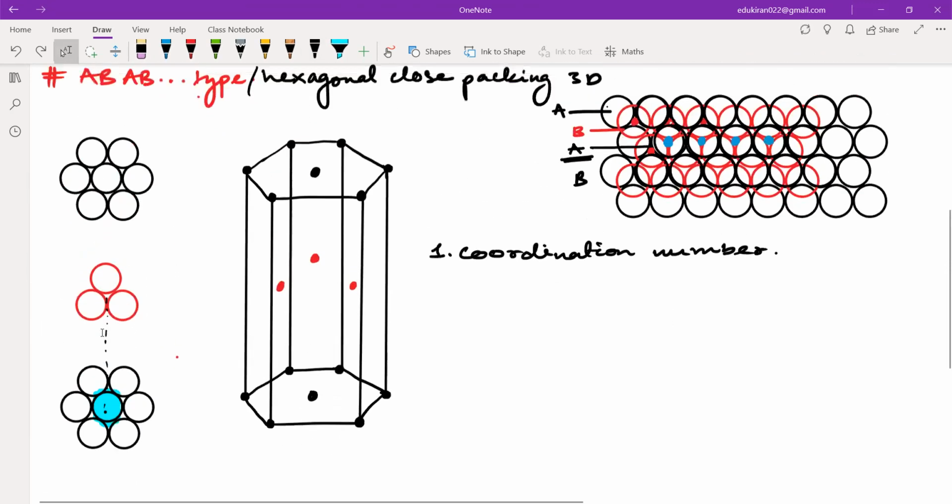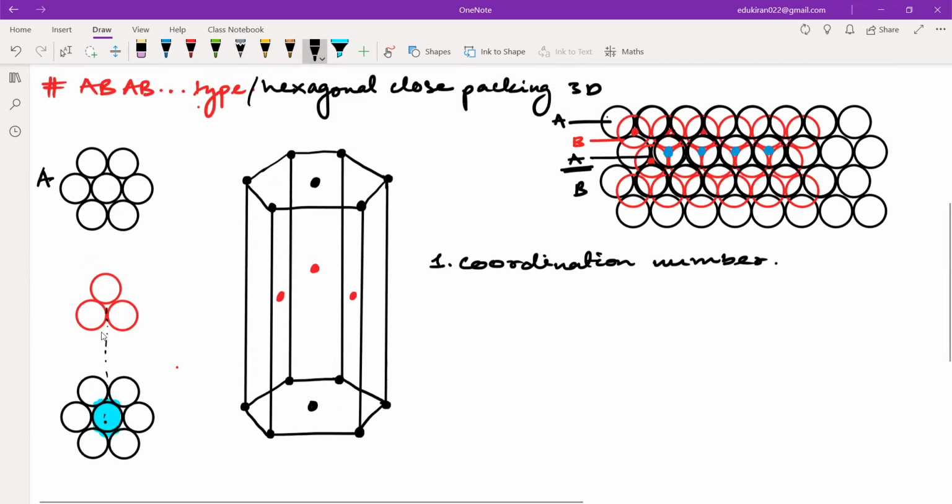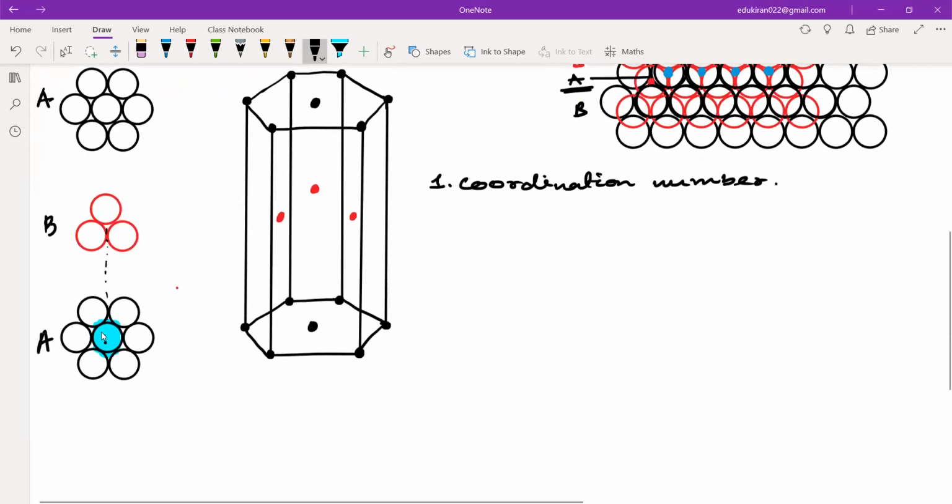Now you have to remember that this is layer A, this is layer B, this is layer A, and if I go further down, I will again get a layer B in which we will have 3 red atoms. The pattern will still exist. So again, this black atom will be touching the 3 red atoms in the down layer also.